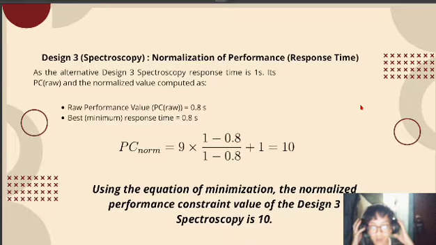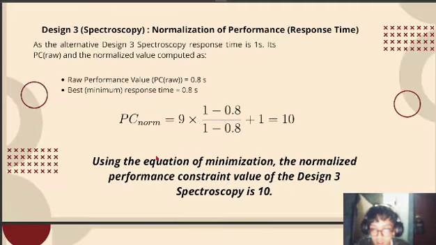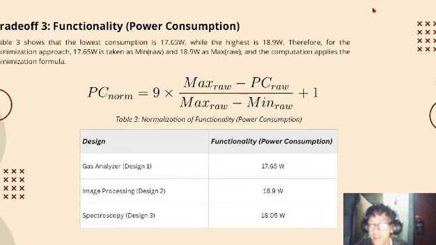Good evening, sir. I will continue to explain the design 3 normalization of performance for the response time. So here the design 3 has a P0 of 0.8 seconds and the minimum response time of 0.8 seconds. So using the equation of minimization here, we calculated that the performance constraint value of the design 3 is equal to 10. So next is the functionality, power consumption.